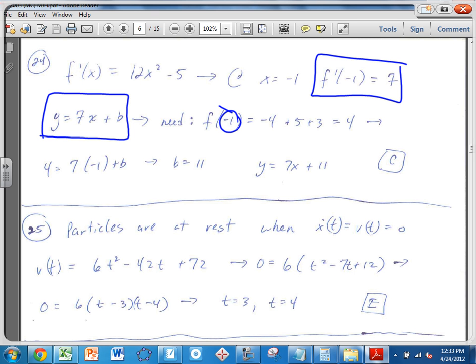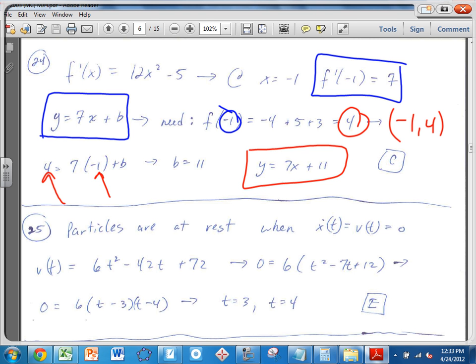So, for this problem, once you get your value of Y, again, you've got -1 for X, you've got 4 for Y. So this tells me that I have the point (-1, 4). So plug the -1 in for X, plug the 4 in for Y, and solve for B. B turns out to be 11. You get 7X plus 11. Okay, are we good on that one? Again, tough problem, I know that, but we need to know what the trigger is in the beginning.